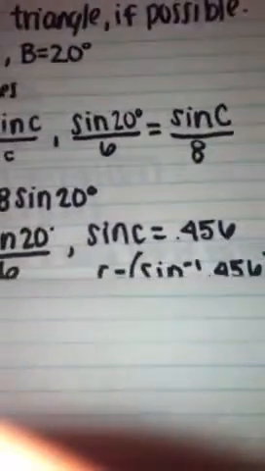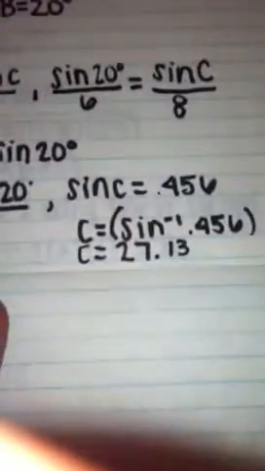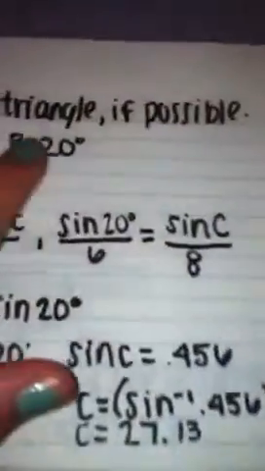So sine of C equals 8 sine 20 over 6 when we divide by 6 on both sides. Sine of C equals 0.456. We need to do the inverse sine to find what C is. And when we do that, we get 27.13. We know that this is a part of a triangle because 27.13 plus 20 is less than 180, making it actually something that can happen.